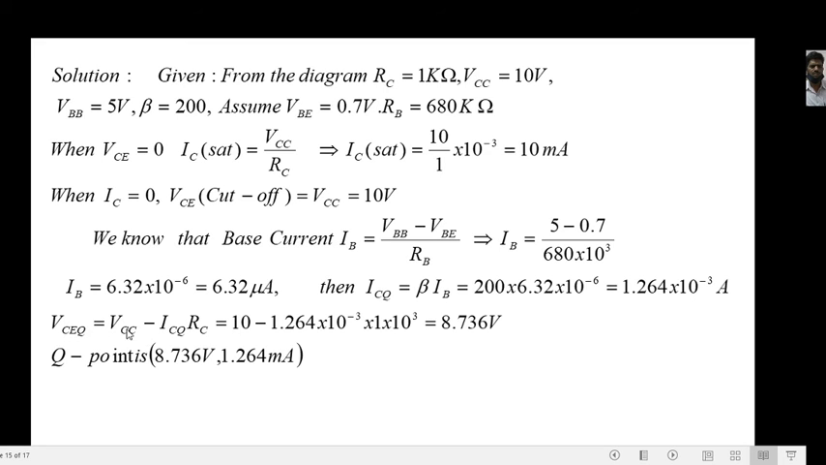So VCEQ is equal to VCC minus ICQ RC. VCC is equal to 10, ICQ is equal to 1.264 into 10 power minus 3, and RC is equal to 1 into 10 power 3 ohm, that is equal to 8.736 volts. Therefore, the Q point we will get is 8.736 volts, that is VCEQ along the x-axis, and along the y-axis 1.264 milliampere current can be obtained at the Q point.